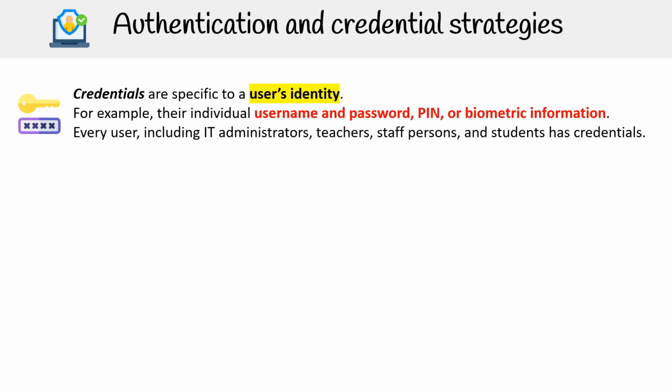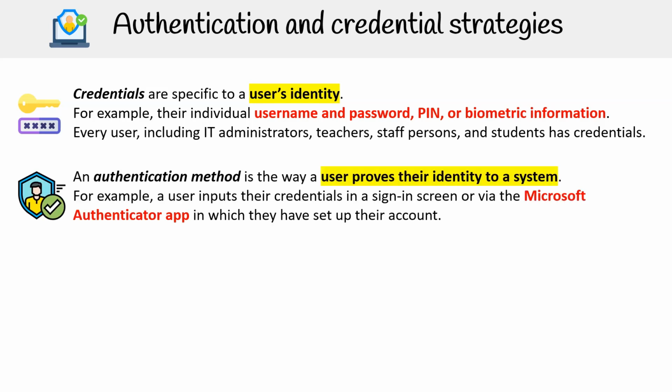Credentials are specific to a user's identity. For example, their individual username and password, PIN, or biometric information. Every user, including IT administrators, teachers, staff persons, and students, has credentials. An authentication method is the way a user proves their identity to a system.